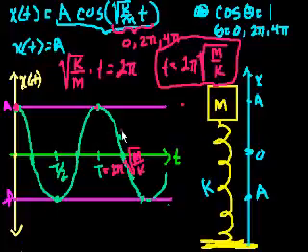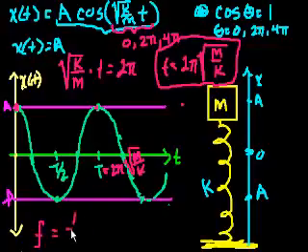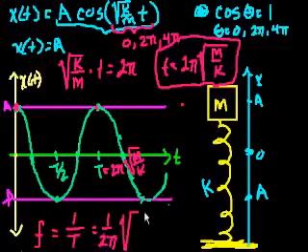And then what about the frequency? If you wanted to know cycles per second, well, that's just the inverse of the period, right? So if I want to know the frequency, that equals 1 over the period. Period is given in seconds per cycle. Frequency is cycles per second. So frequency is just going to be 1 over this, which is 1 over 2 pi times the square root of k over m. That's the frequency.